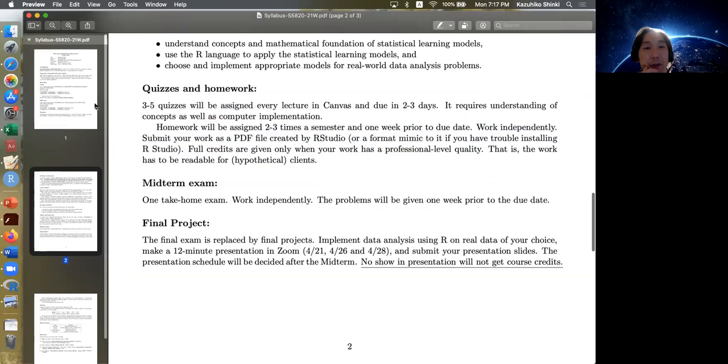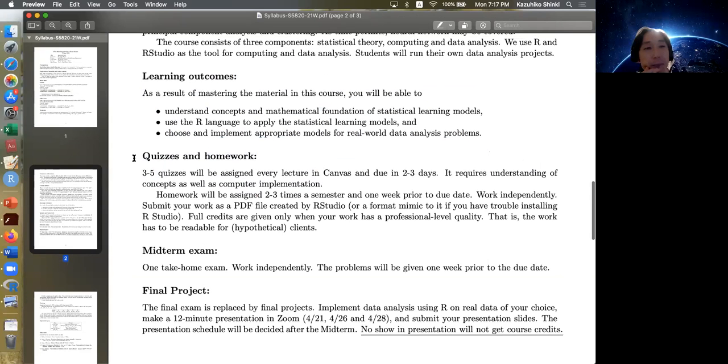And the course structure: the assignments, the quizzes and homework. I will assign a quiz after every lecture. You have to take the quiz within 2 or 3 days. I will set the deadline.